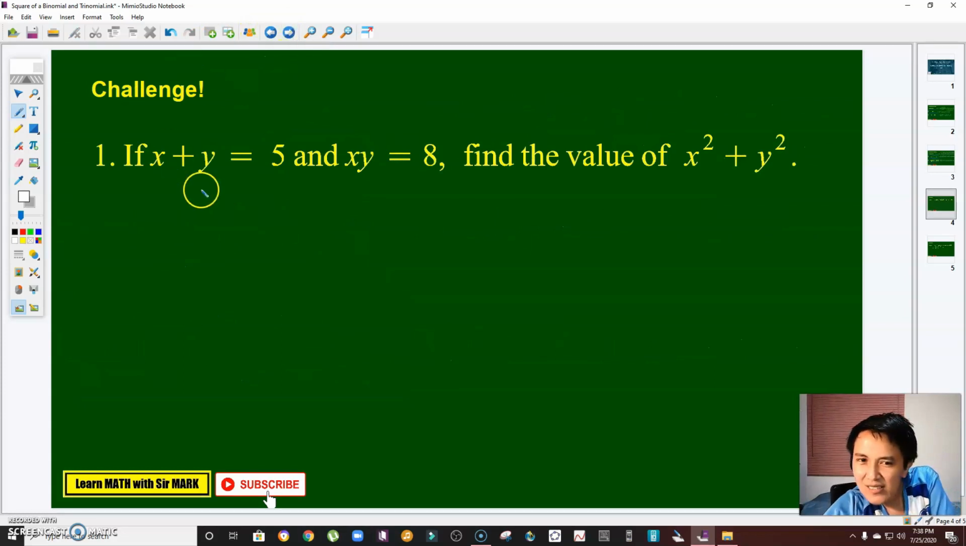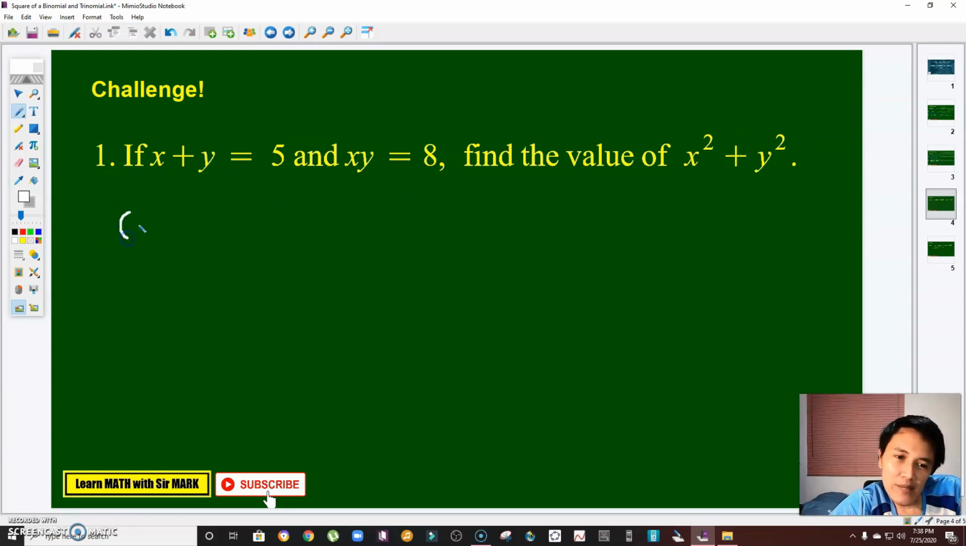Okay, actually, it's not that difficult. Okay? So, it's just manipulation of your equation or your expression. Okay. So, suppose given x plus y, which is 5, and xy equals 8, find the value of x squared plus y squared. Okay, so note that you are after the numerical value of x squared plus y squared. Question: how are you going to obtain x squared plus y squared?